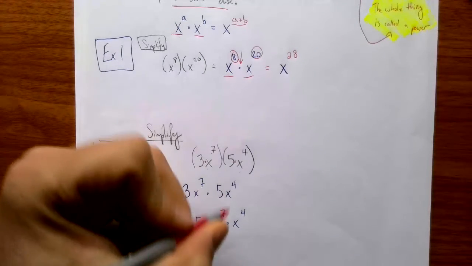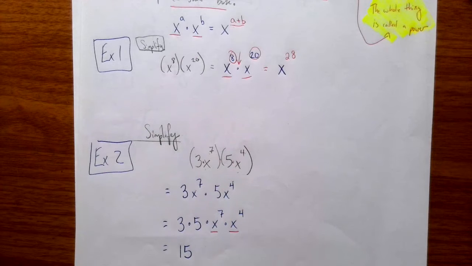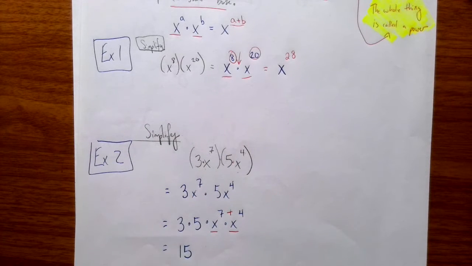And then over here on the right, we have x to the 7th multiplied by x to the 4th. Those have a common base, and so we're going to add those exponents. And that's going to give us x to the power, of course, of 11. And that's it. That's our answer fully simplified.